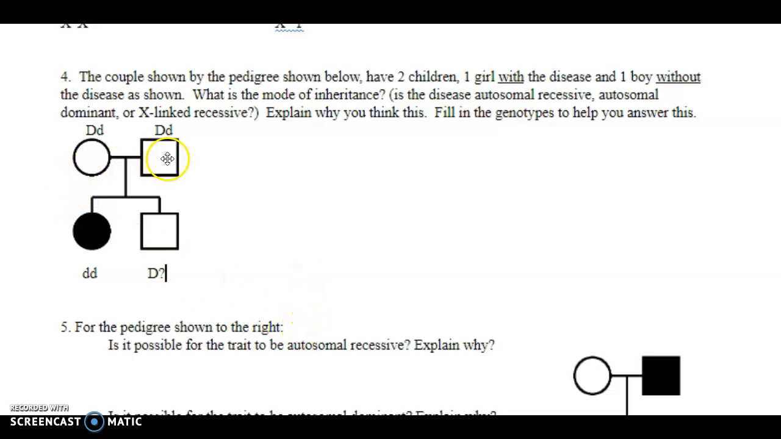But we do know that mom and dad are both heterozygous, big D, little d, and the affected daughter would be little d, little d. And we also know that it is autosomal recessive, so we'll go ahead and put that in there as well. That's that one.